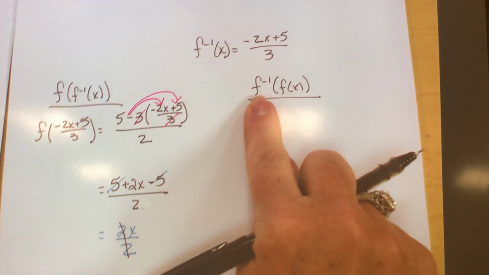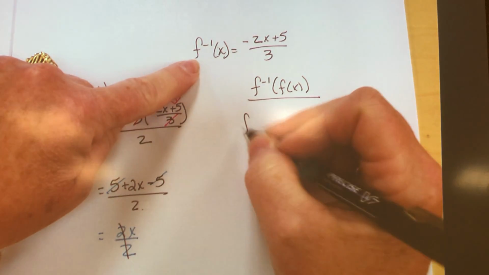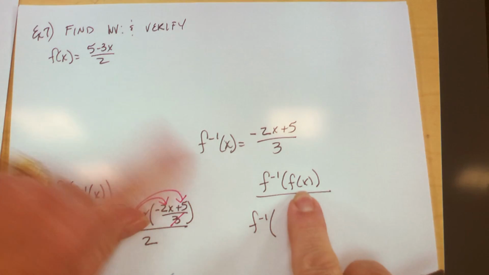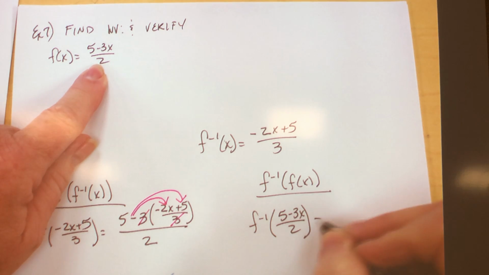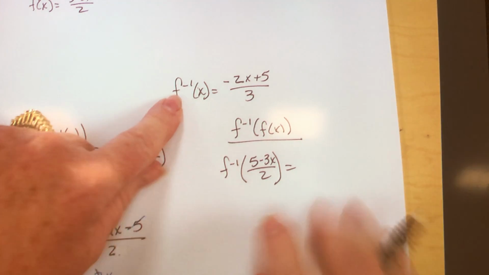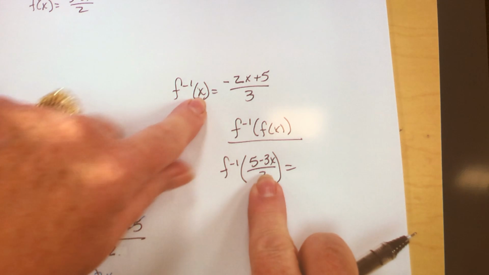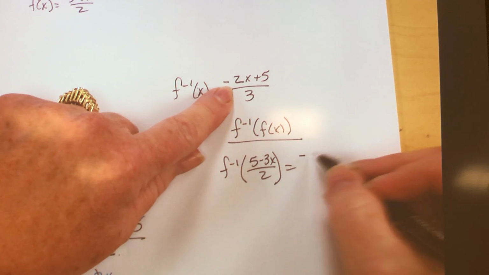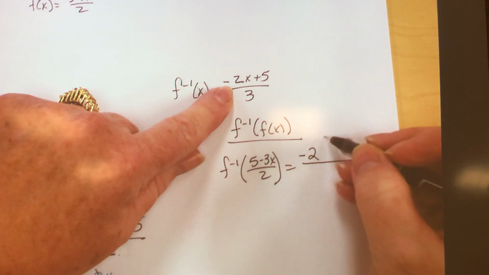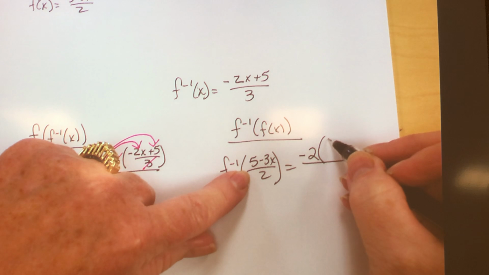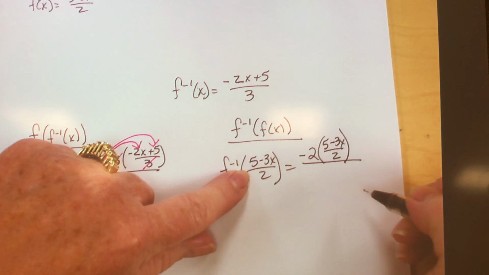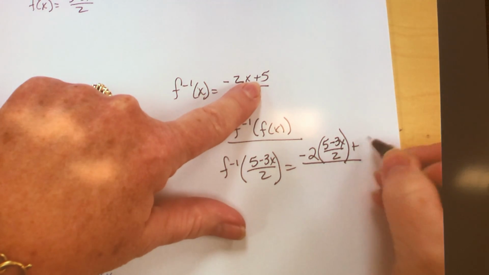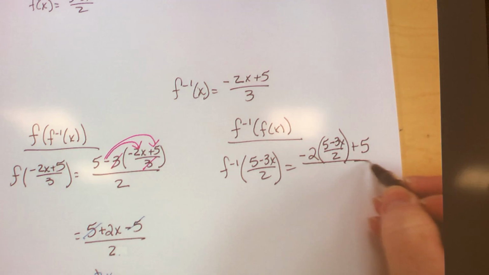So over here, I'm going to the inverse function. Here's my inverse function. I'm putting f of x, which is this guy, in its place. In place of this x, I put this. So I'll go negative 2. There's an x. That whole thing's on that numerator. So in place of this x, I have to put 5 minus 3x, over 2, so plus 5. Okay. All over 3.